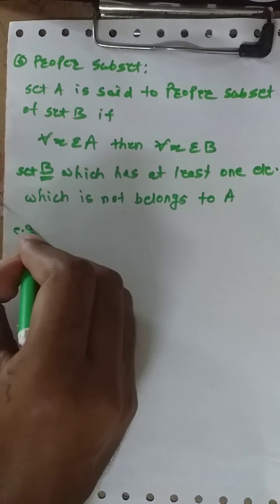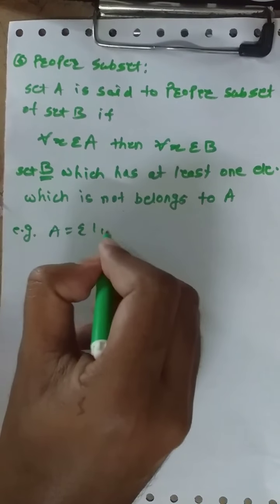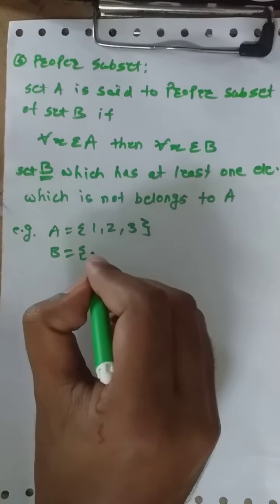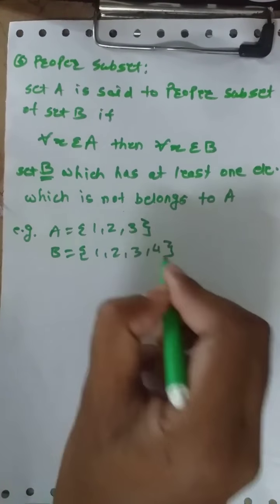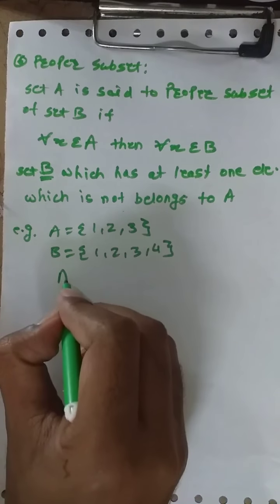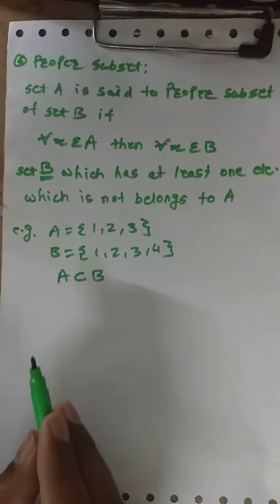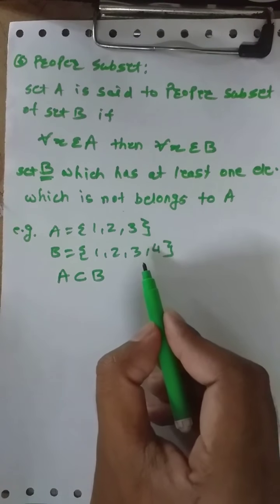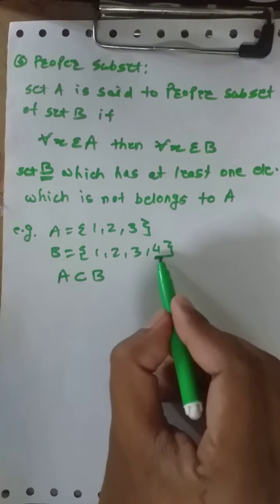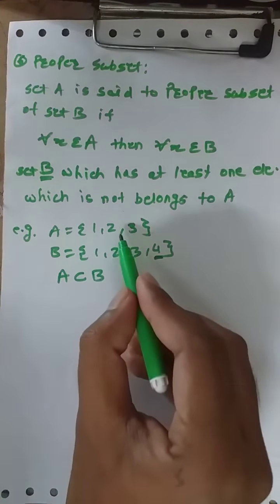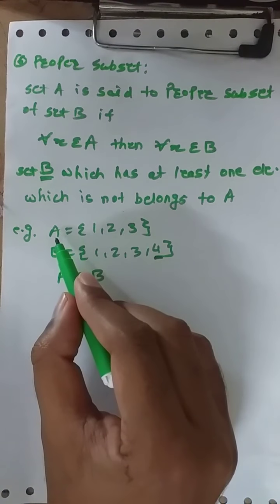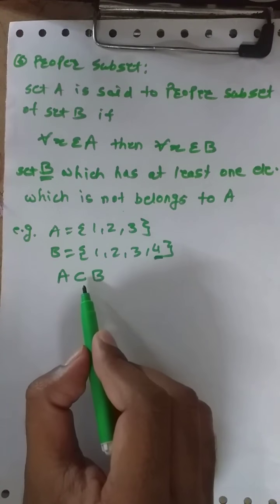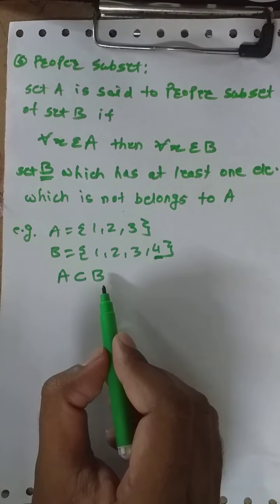For example, if A = {1, 2, 3} and B = {1, 2, 3, 4}, then we can say that A is a proper subset of B, and this is the symbol to represent the proper subset. In that case there is one element, that is 4, which belongs to B but is not present in set A. Then we can say that A is a proper subset of B.